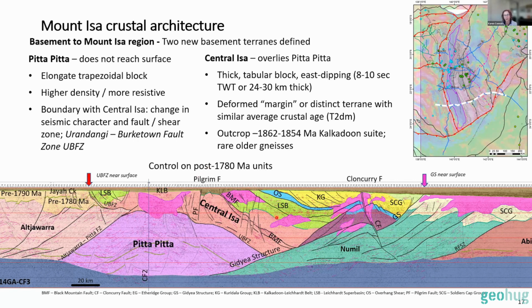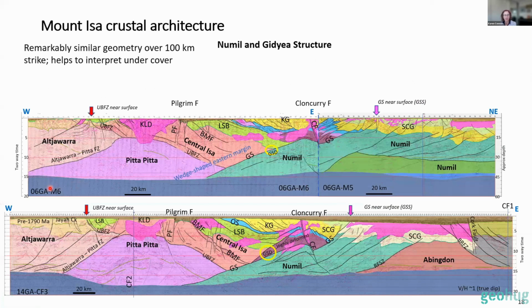And you can see the Leichhardt superbasin here in the east. The consistent dip on the seismic is quite good here, so we know we have a thick package. It's more extensive and thicker in the east than in the west. Now I'm showing M6 and CF3, and the geometry is remarkably similar. These seismic lines are 100 kilometers apart, so that similarity helps you interpret undercover through these areas.